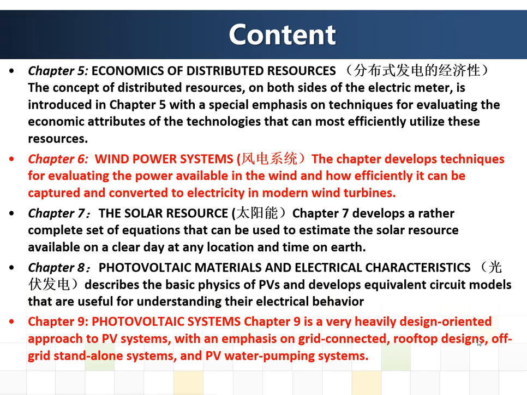Chapter 6, Wind Power Systems. This chapter develops techniques for evaluating the power available in the wind and how efficiently it can be captured and converted to electricity in modern wind turbines.